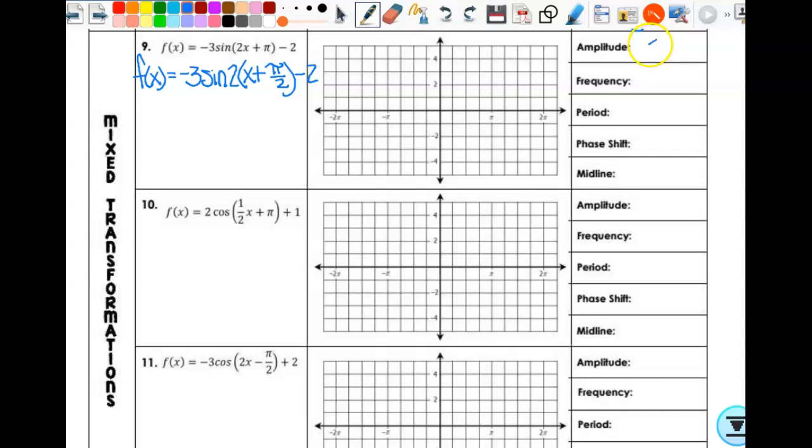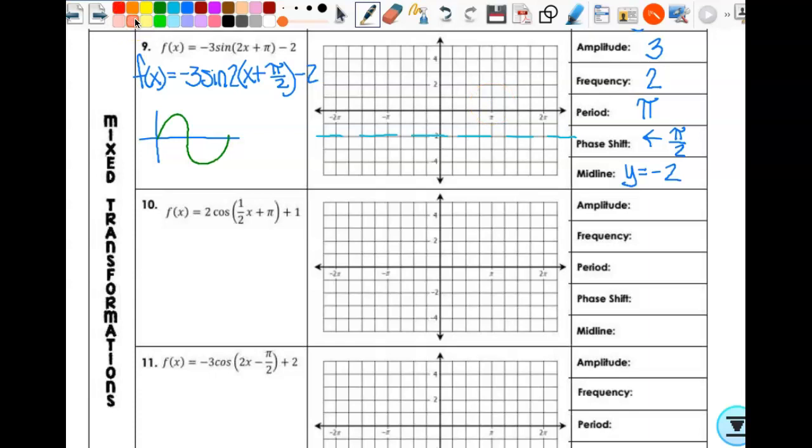Amplitude is 3. Frequency is 2. That makes the period pi. My phase shift is sending me which direction? Left, pi halves. And my midline is y equals negative 2. All right, this is sine. Looks like that. Midline is right.